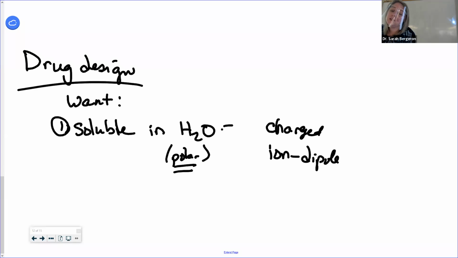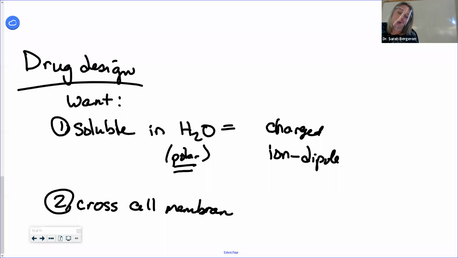So drugs are charged. That's great. Awesome. It's soluble, super soluble. There's a problem. It's a drug. It needs to get into a cell. Do charged things go across the cell membrane? No, they do not. So number two, we want it to cross the cell membrane. What must it be to cross the cell membrane? Neutral. What in the world am I going to do? I need my drug to be two things at once.